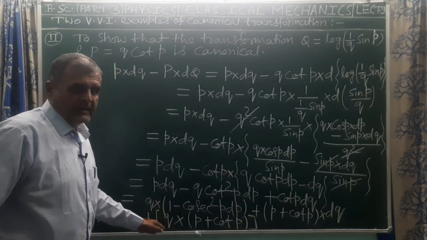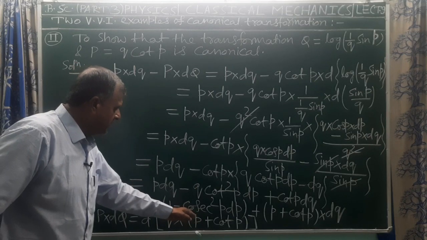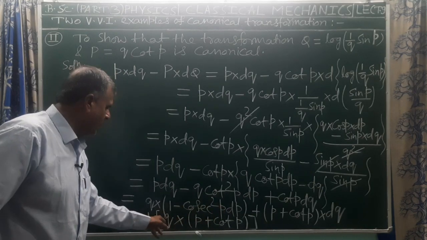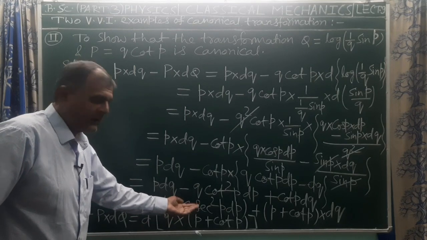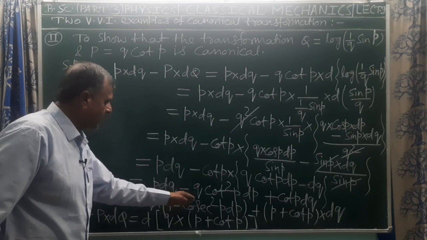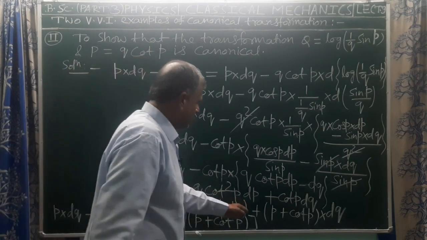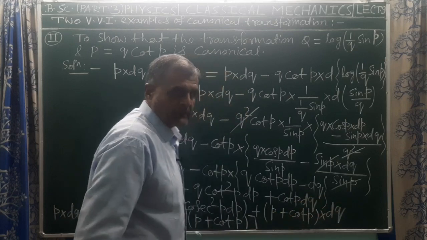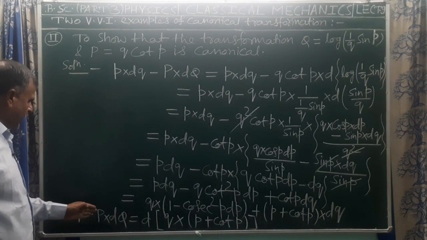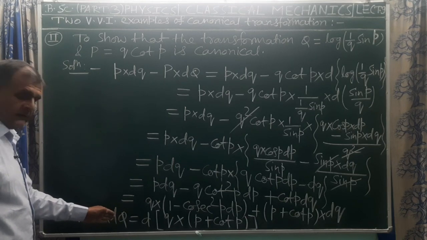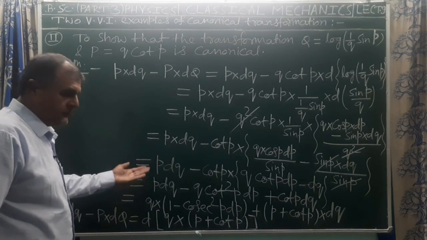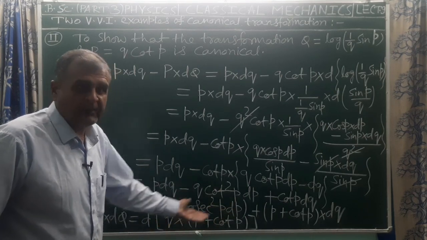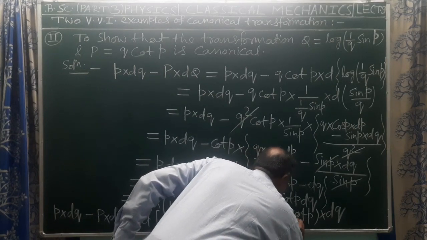If small q and the second term small p plus cot p, which is placed inside the bracket here, are differentiated as a product of both functions, the result is the above term, that is q multiplied by bracket 1 minus cosec square small p d small p bracket closed plus bracket p plus cot p bracket closed multiplied by dq. So small p into dq minus capital P into d capital Q is the differential of the product of two functions, small q multiplied by bracket p plus cot p bracket closed, and it is a perfect differential.